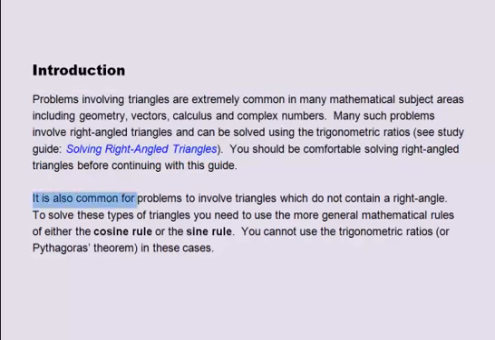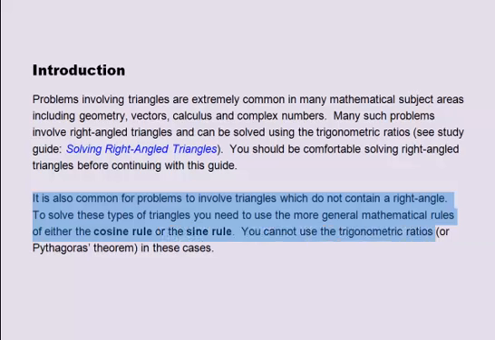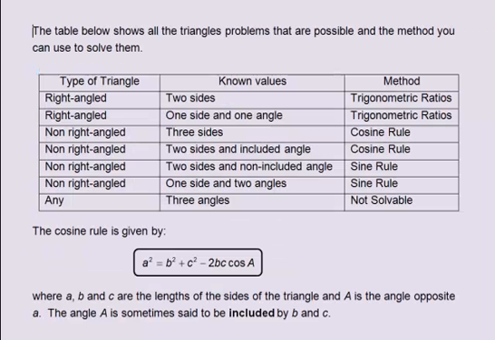It is also common for problems to involve triangles which do not contain a right angle. To solve these types of triangles, you need to use the more general mathematical rules of either the cosine rule or the sine rule. You cannot use the trigonometric ratios or Pythagoras' theorem in these cases. The table below shows all the triangle problems that are possible and the method you can use to solve them.